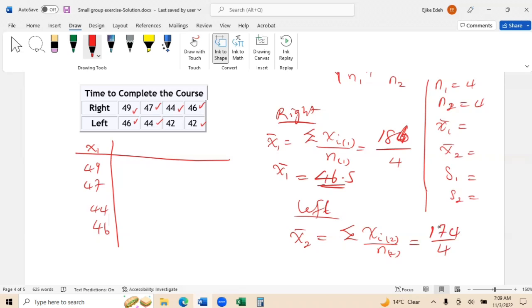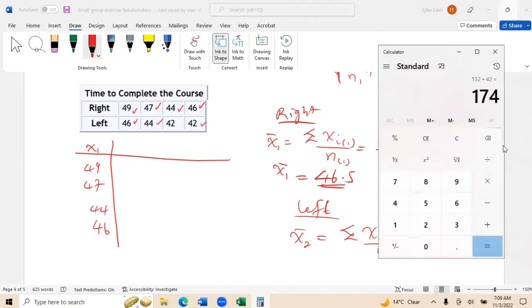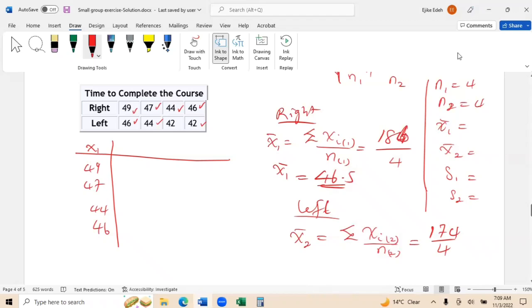Okay, so let's pull up our calculator and complete that. 174 divided by 4 is equal to 43.5. So the mean of group 2 is equal to 43.5. Now that I've gotten the mean for both sides, remember I am doing the mean separately this time because we are considering this as an independent sample. So this is 46.5 and this is 43.5.